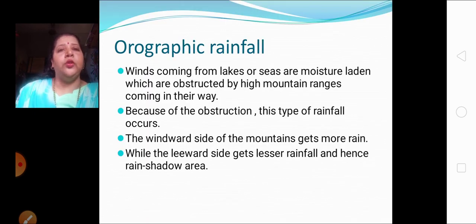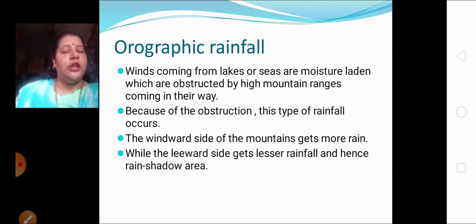Now let's learn about the next type of rainfall, that is orographic rainfall. Children, you must have heard about orographic rainfall. Since your 5th standard, I think so, you are learning about orographic type of rainfall. What is this orographic rainfall? As you all know, winds that are coming from the lakes or seas, when they are blowing over the lakes or the seas, they become moisture laden. Full of moisture they are.